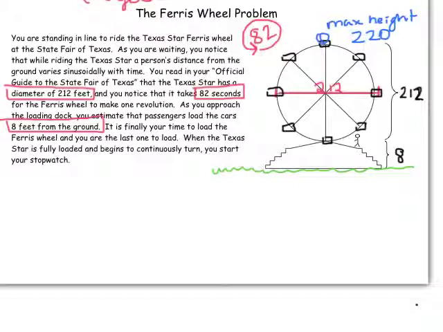Let's talk about if you are here. How high do you think you would be off the ground? So take a minute, do a calculation or two, and figure out what that height would be. Okay, so half of 212 is 106, so that would be this much, but then you'd still have to fall 8 feet more to be on the ground. So that's 106 plus 8 is 114. I'm just kind of thinking about things that might come up.